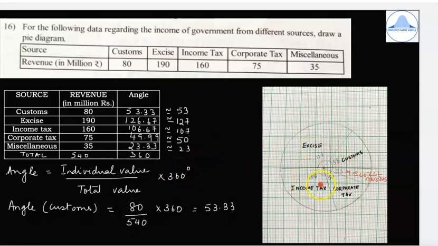mentioning what are the components in each of the sectors, or you can draw a separate index and also mention by using different types of colors and shading, this will carry 4 marks. So the formula of the angle will carry 1 mark and the rest of the diagram will carry 4 marks.